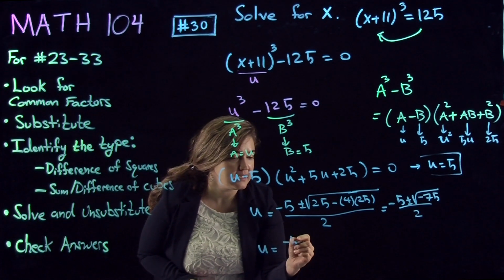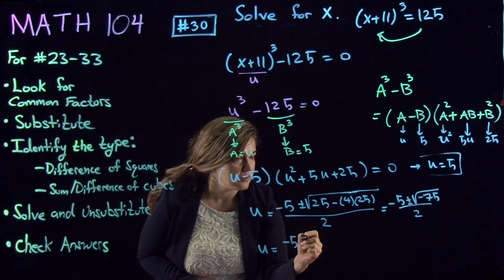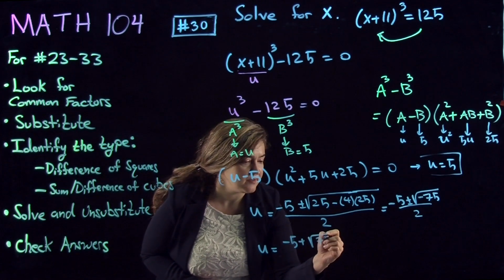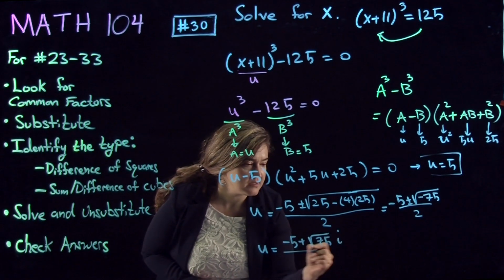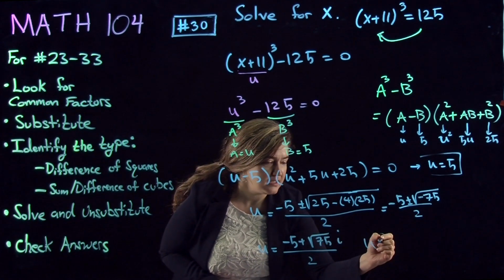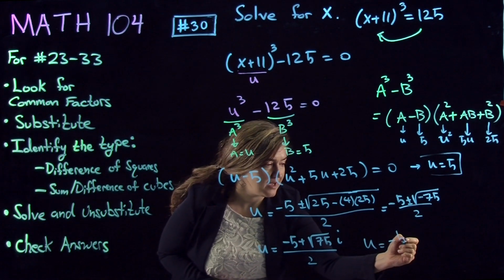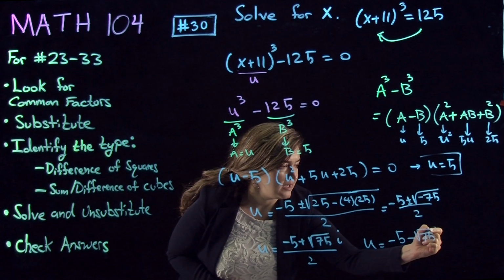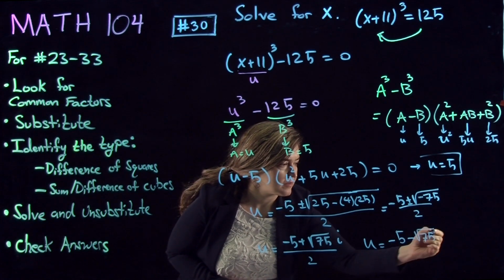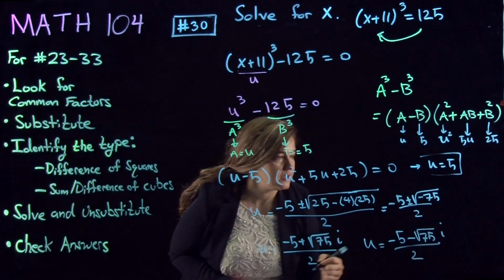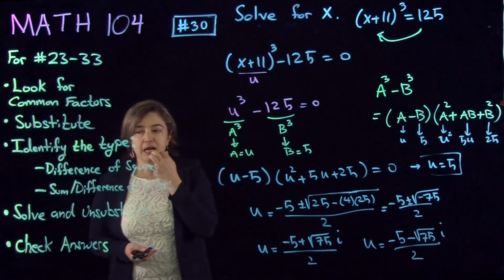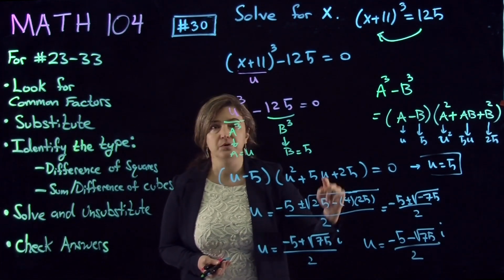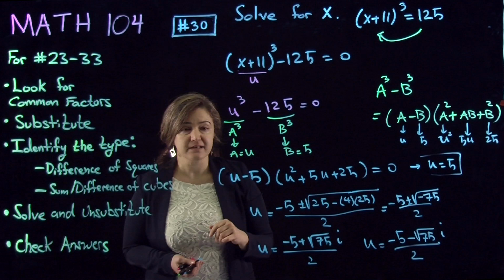U has 2 answers. One is negative 5 plus the square root of 75 i, divided by 2. The other one is u equal to negative 5 minus the square root of 75 i, divided by 2. Are we done? No, we need to unsubstitute u and solve for x next.